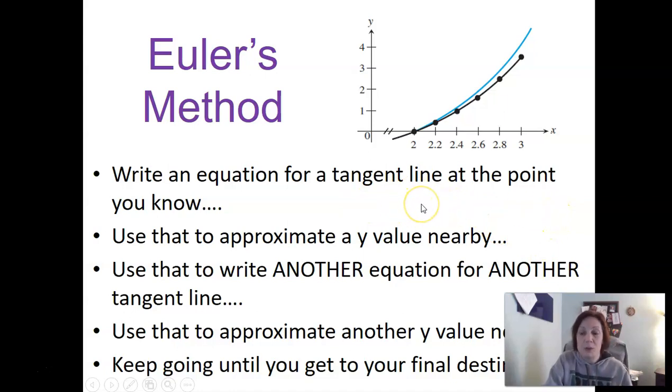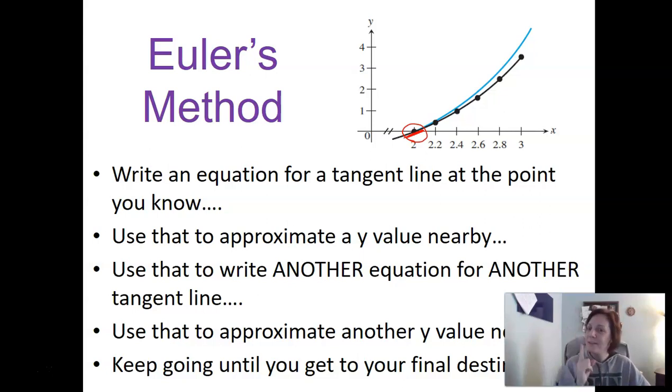First thing we're going to do is write an equation for the tangent line at the point that we know. Okay? So for example, in this problem, the point that they know is this point right here, (2, 0). So they wrote the equation for the tangent line at (2, 0). And here's what I know. At that moment, I am on the curve. I am on the curve at that moment. Okay. As soon as I take a step, I'm not going to be on the curve anymore.